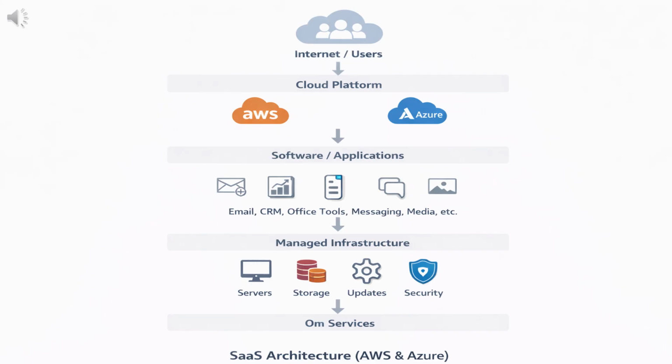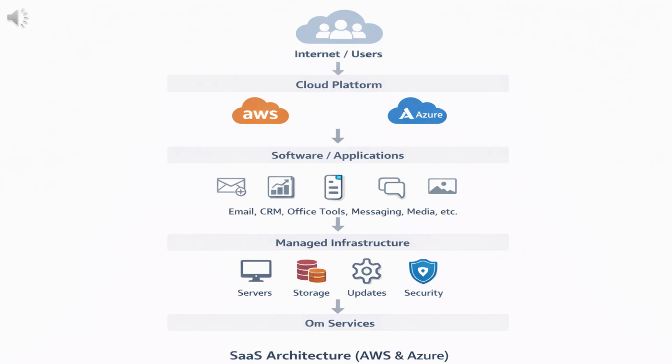Now, we are going to understand Software as a Service, also called SaaS. In simple terms, SaaS means using software directly over the internet without installing or managing anything. The service provider manages everything, and users just access the application.